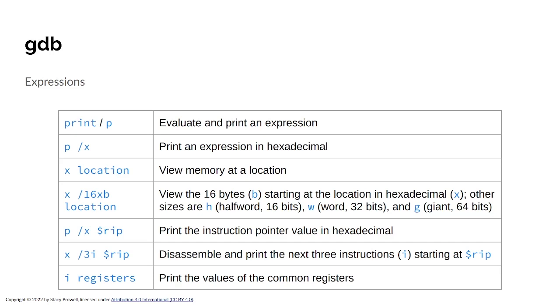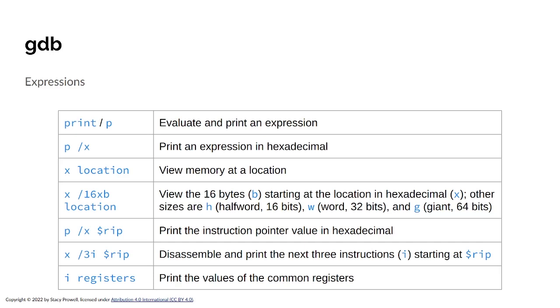I give it a location and it tells me what's at memory at that location. X with a location tries to be clever and interpret the memory contents for me in a way that makes sense. I don't always want that, so I can be more explicit. So I can use the /, give it a number of things to show me, give it a size, and give it a way of showing it to me.